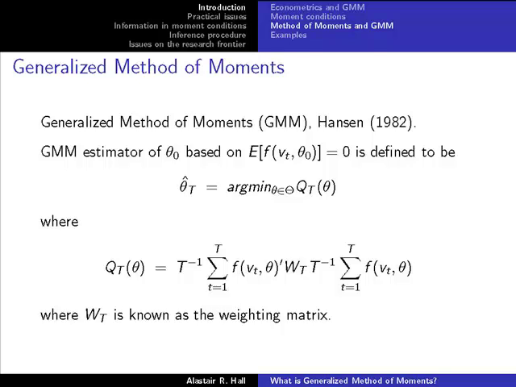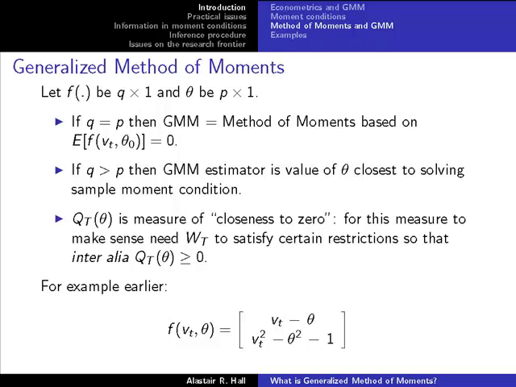First I should say that it was introduced into the econometrics literature by Lars Hansen in 1982. It's a way of exploiting the information in our general form for a population moment condition, written on the slide here. Our GMM estimator is defined to be the value of theta that minimizes this quantity, Q_T of theta. Observe that Q_T of theta is just a quadratic form in the sample moment, and sitting in the center of that quadratic form is a matrix, W_T, that we'll refer to as the weighting matrix.